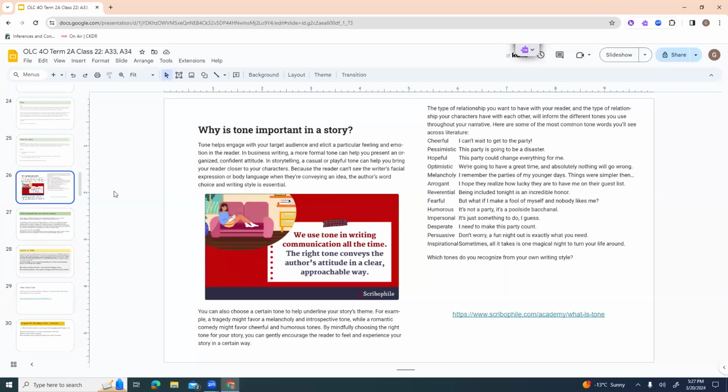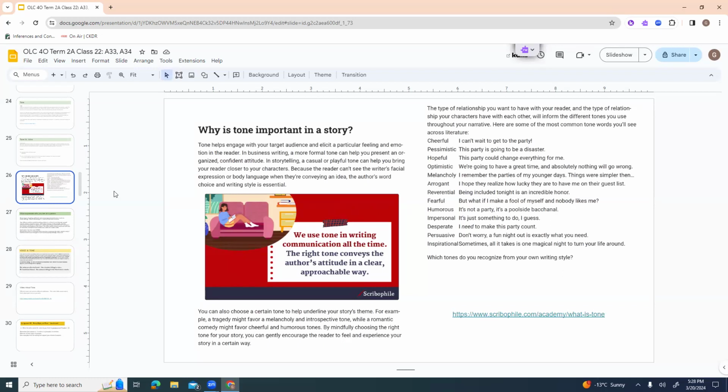You can also choose a certain tone to help underline your story's theme. For example, a tragedy might favor a melancholy or introspective tone, while a romantic comedy might favor cheerful and humorous tones. By mindfully choosing the right tone for your story, you can gently encourage the reader to feel and experience the story in a certain way.